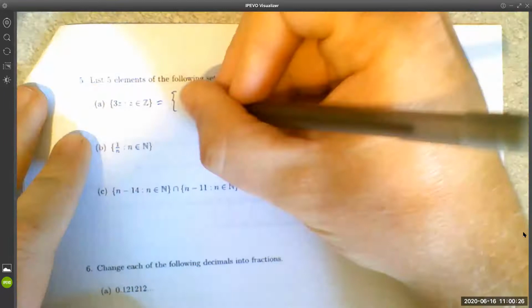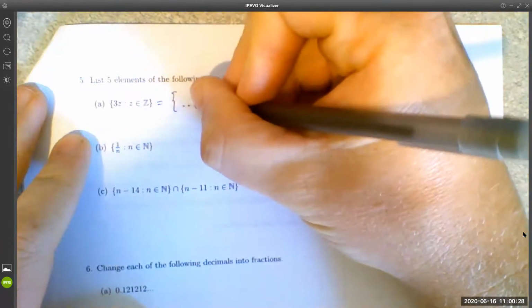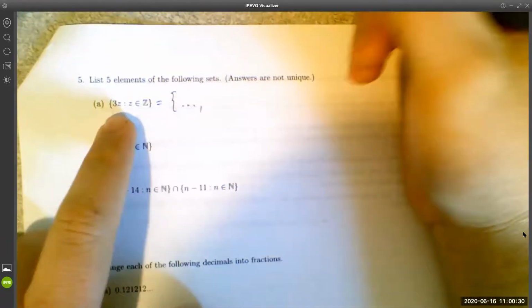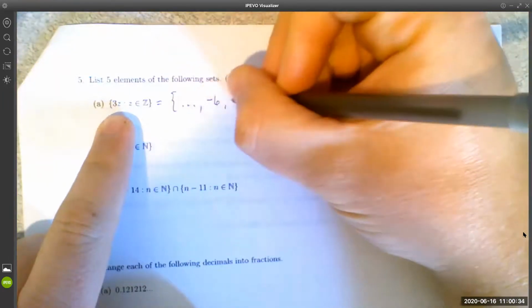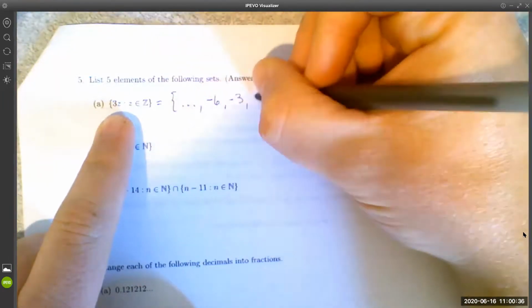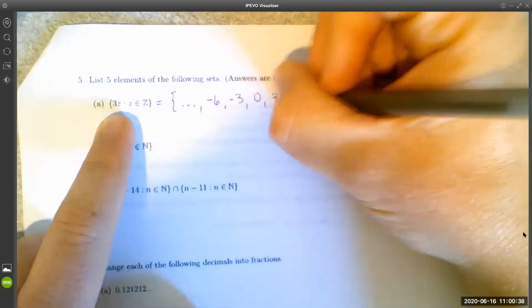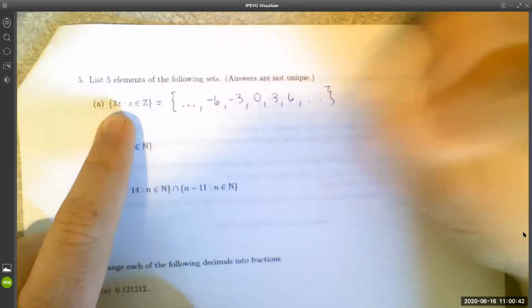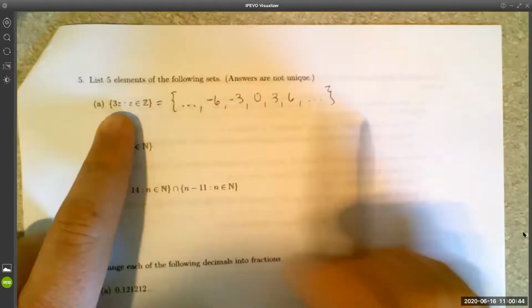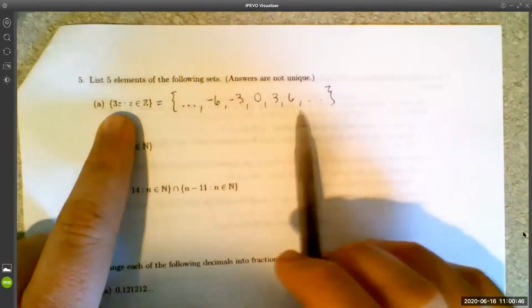So this is going to go on and on and on forever in both directions, but I could plug in -2 and get -6. I can plug in -1 and get -3. I can plug in 0, 1, 2. There are 5 elements right there. And this is going to continue on and on in both directions, right? Down the negative way and up the positive way.